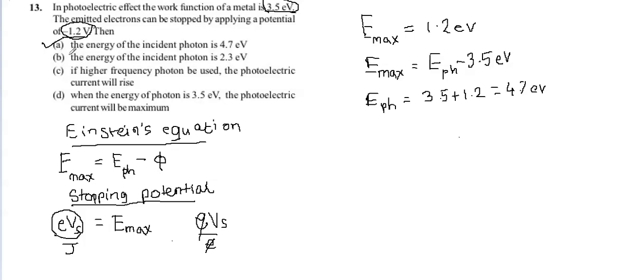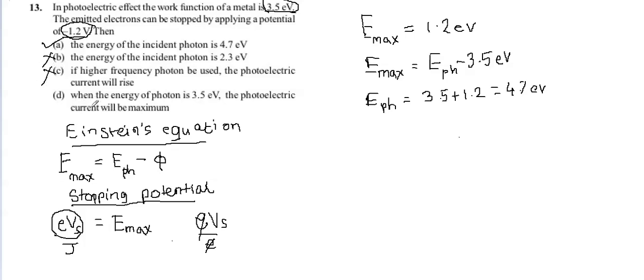Now the other options, if we have a quick look, the energy of the incident photon is 2.3 electron volt. So that is definitely wrong because we found that it is 4.7 electron volt. Next is, if higher frequency photon is used, the photoelectric current will rise. Now here we know that every photon can dislodge only one electron. So frequency of the photon really doesn't change the number of electrons that are going to come out. It will only change the kinetic energy of electron, and hence to increase the current we need to have more number of photons. So frequency is not going to be the correct option.